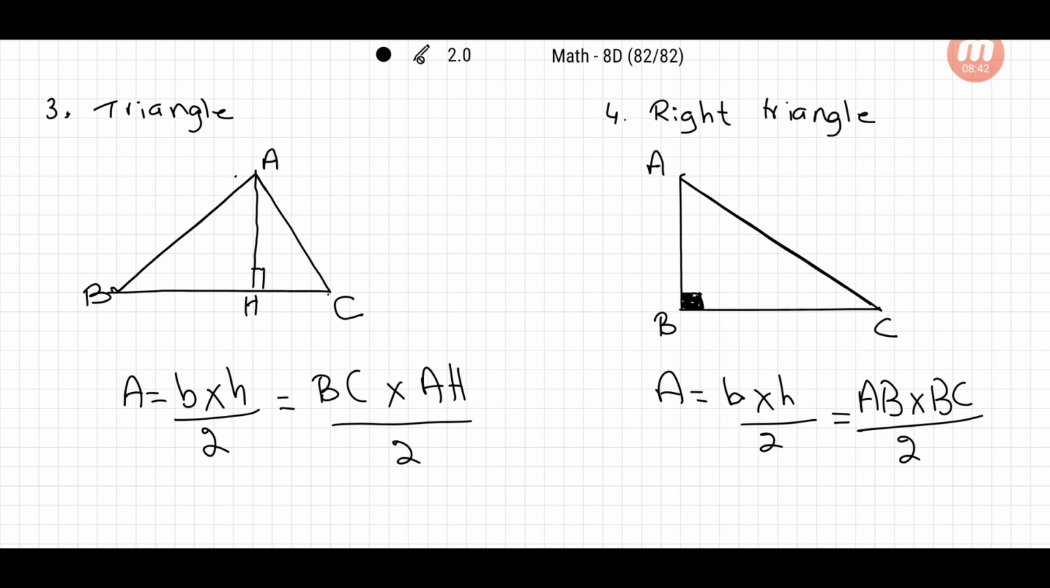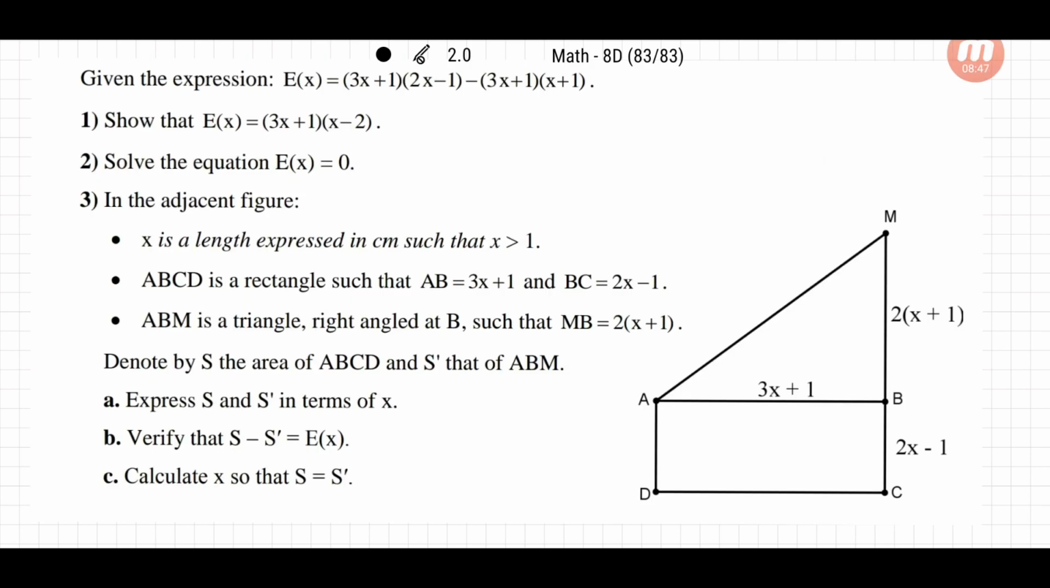Okay guys, now let's try to solve this exercise. Given the expression E(x) = (3x + 1)(2x - 1) - (3x + 1)(x + 1), show that E(x) = (3x + 1)(x - 2). So I need to factorize this expression in order to show that it is equal to (3x + 1)(x - 2).